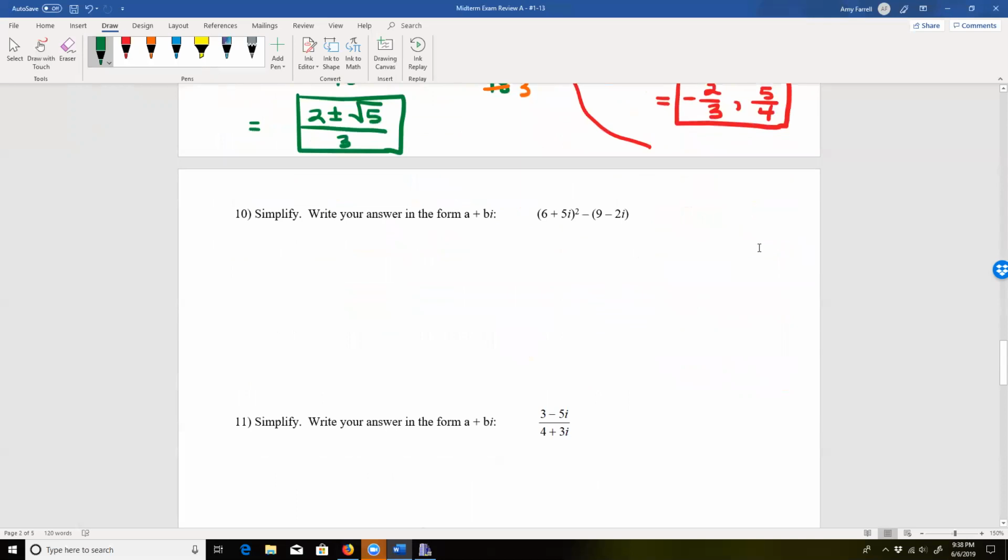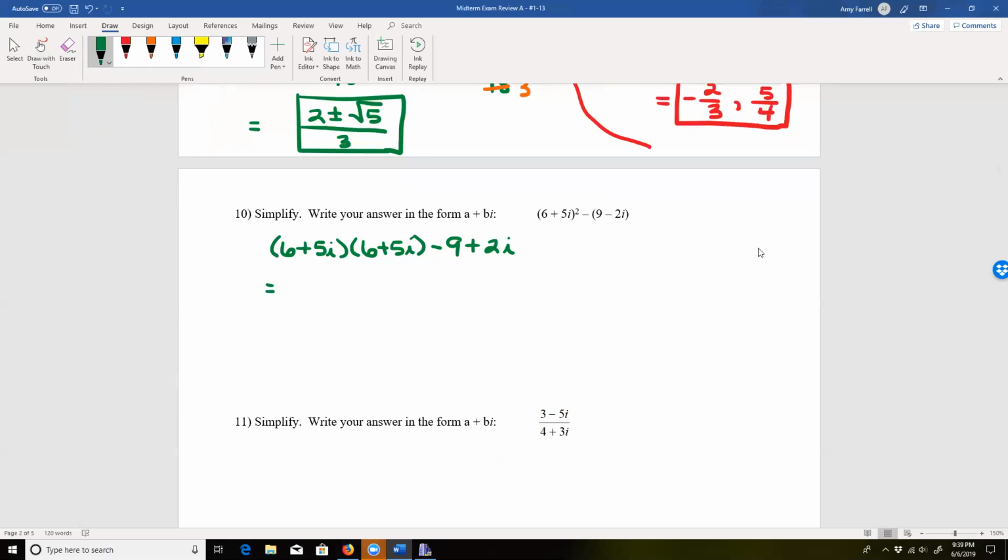Number 10, we have the square of a complex number minus a complex number. When you square a complex number, you do need to FOIL. When you subtract, just make sure you subtract both the real part and the imaginary part. So both signs will change. The 9 becomes negative, the negative 2i becomes positive.